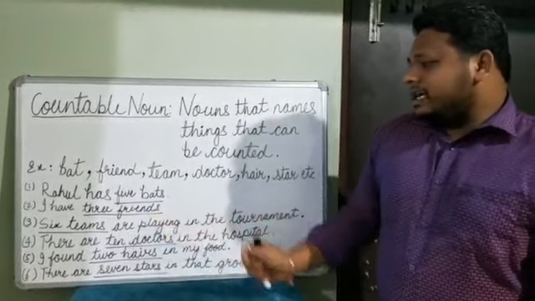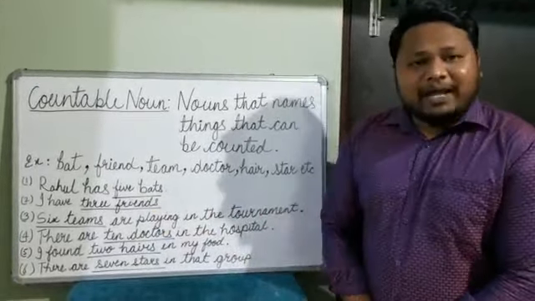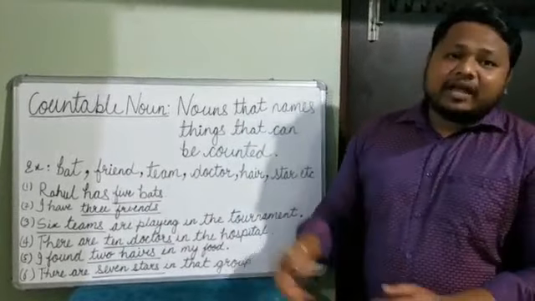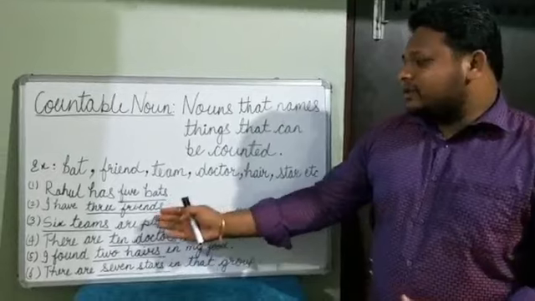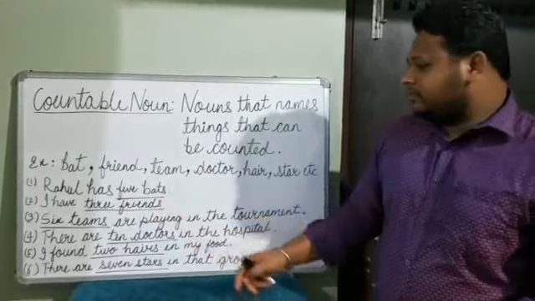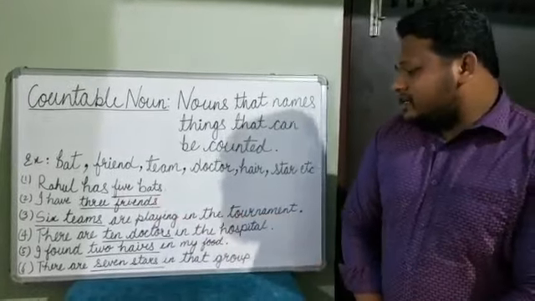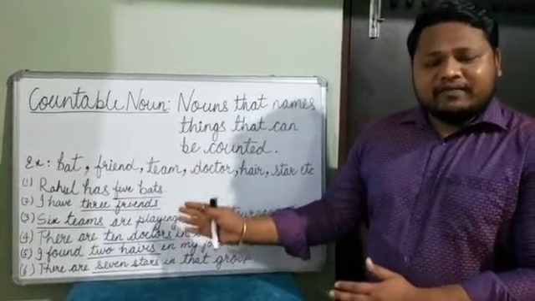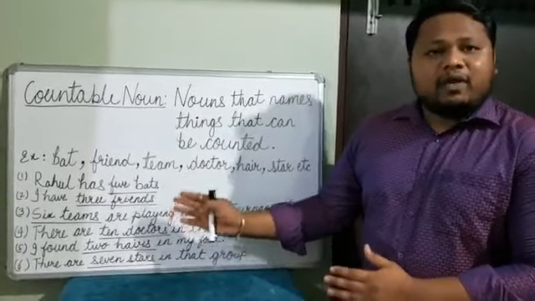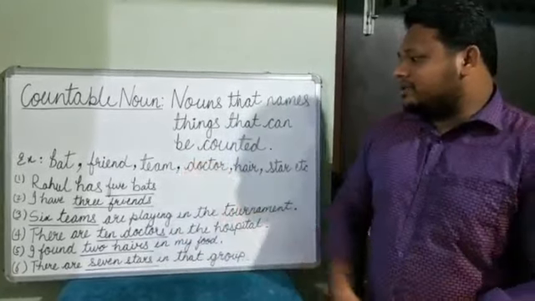Third, team. 6 teams are playing in the tournament. So I can define team in form of numbers. I can count it. So it's a countable noun. There are 10 doctors in the hospital. So here also I can define doctors in form of counting. So it's a countable noun.